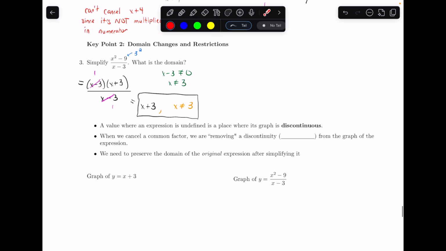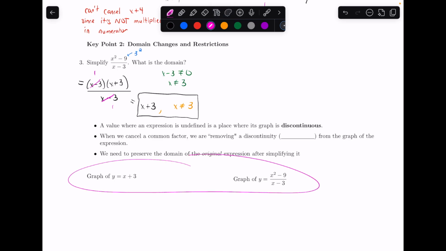So what's going on graphically with these domain restrictions? A value where an expression is undefined is a place where the graph is discontinuous. Like if I can't plug 3 into this, there's not going to be a point on the graph at that spot. It's not going to be continuous there. And when we cancel a common factor, like we did with the x minus 3's, by dividing it away, it kind of seems like we remove that problem. We kind of remove that discontinuity. And what that does is it creates, we'll see what it creates in the graph. We'll do that in just a minute here.